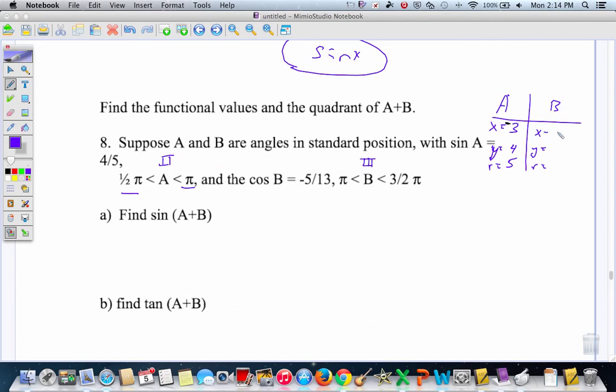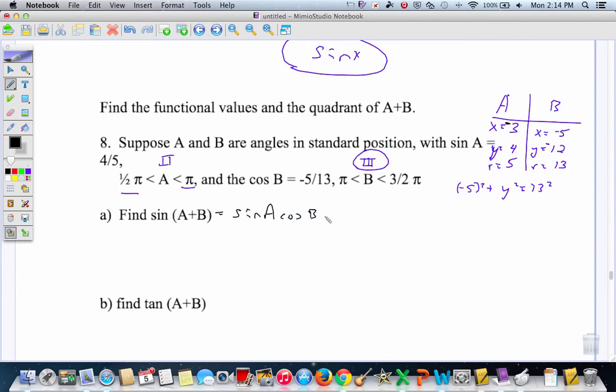So I'm going to assume or hope we would all agree that x is negative here, so negative 3. For cosine of b, negative 5/13, cosine is x over r, so we have negative 5 and 13. Again, if we know our triangles, we'll know that y is 12. We're in quadrant 3, so y is negative in quadrant number 3 as well. So we have a negative 12 for our y value there. If we didn't know that, we could have done negative 5 squared plus y squared equals 13 squared, done our Pythagorean theorem, and solved that out.